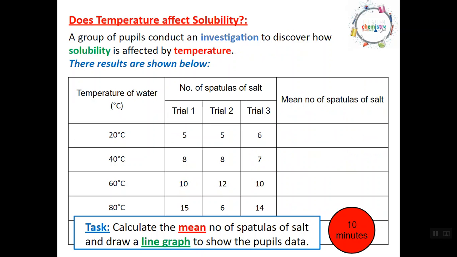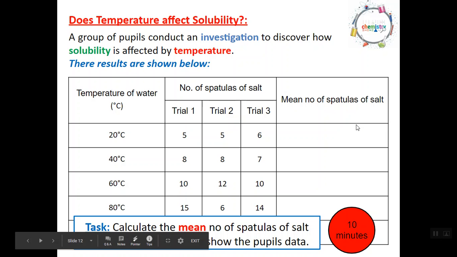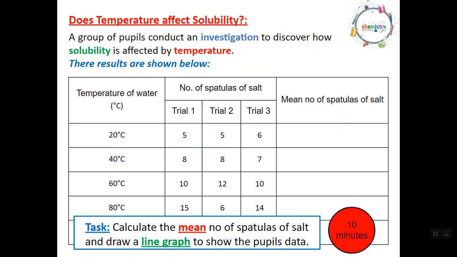A group of pupils conduct an investigation to discover how solubility is affected by temperature. You've got some results here. What you need to do is calculate the mean. Everyone should be able to calculate the mean. You are then going to do a graph. Before everyone goes, oh, not a graph, I just need a really rough graph. If you can do it in Excel or PowerPoint, fantastic, put it on a slide in here. If you just do a really quick sketch on a piece of paper so you've got the shape of the graph, that is fine as well. I don't need a perfect ruler-lined graph for this. I just need you to have something to look at.